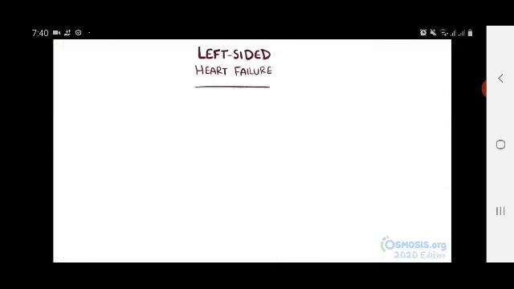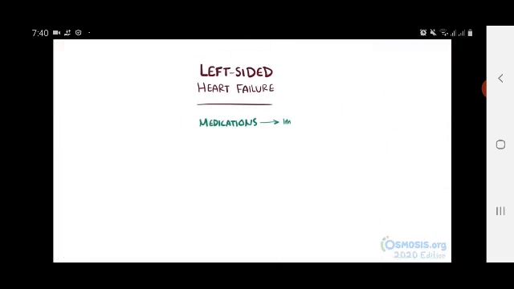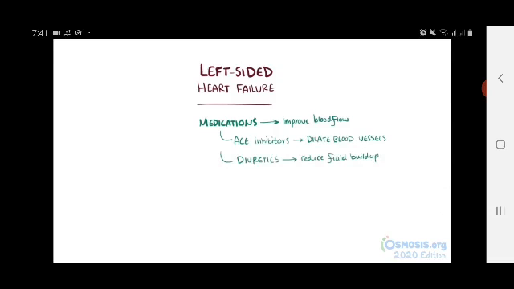For left-sided heart failure, certain medications can be prescribed to help improve blood flow, like ACE inhibitors, which help dilate blood vessels, as well as diuretics to help reduce the overall fluid buildup in the body, which helps prevent hypertension from worsening the heart failure.